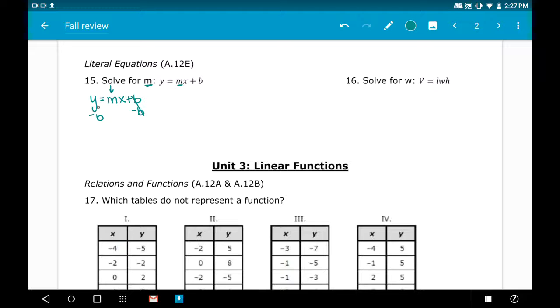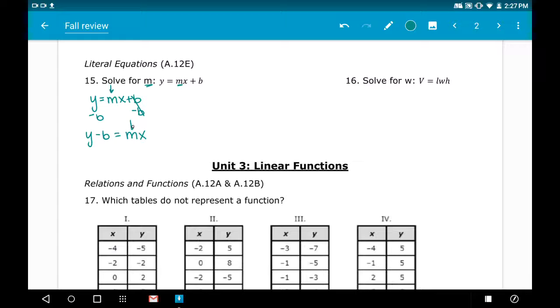Now since y and b are not like terms, we can't combine those, so all we have to do is write y minus b, and that equals mx. Since there's nothing else to add or subtract on this side, we're going to move on to multiplying and dividing.